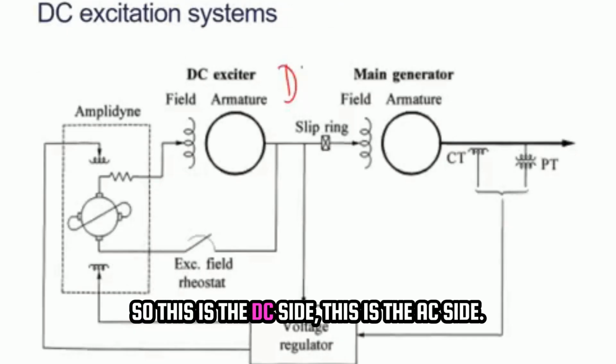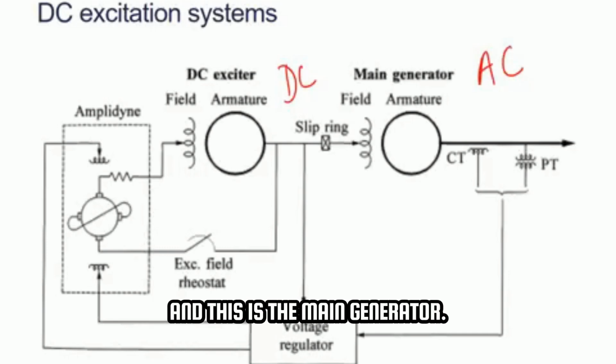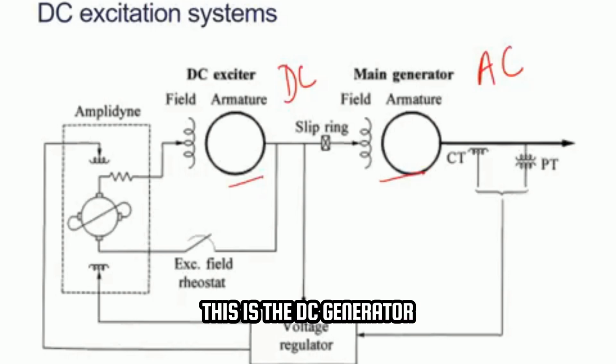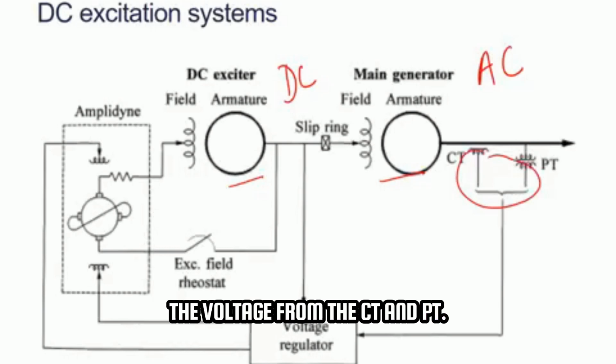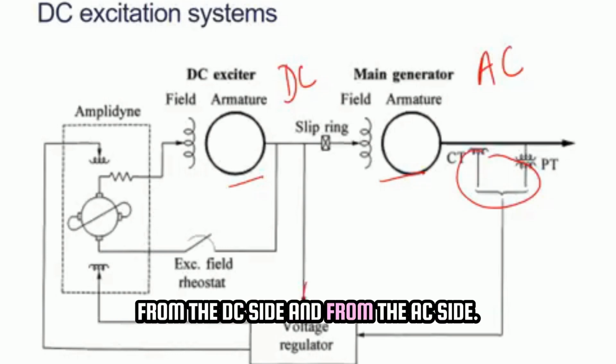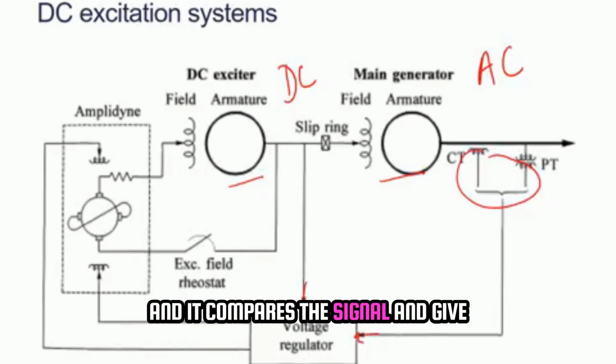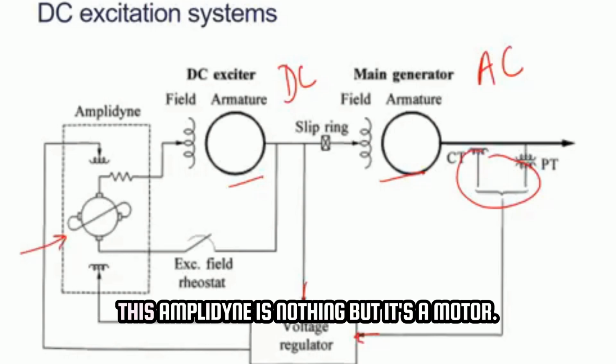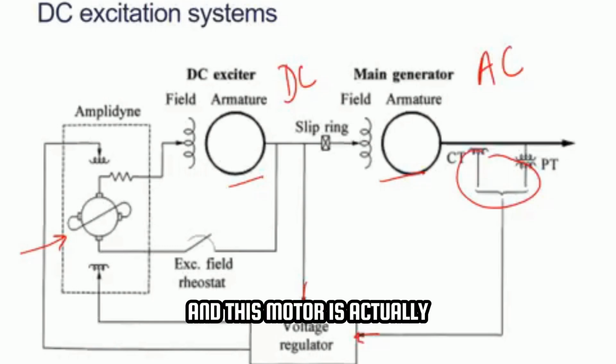So this is the DC side, this is the AC side, and this is the main generator, this is the DC generator. Because the recording is lost, I just wanted to recap. Here this voltage regulator takes the voltage from the CT and PT, and gives the signal from the DC side and from the AC side, and it compares the signal and gives that signal to a motor, this amplidyne. This amplidyne is nothing but a motor, and this motor is actually rotating the DC generator.